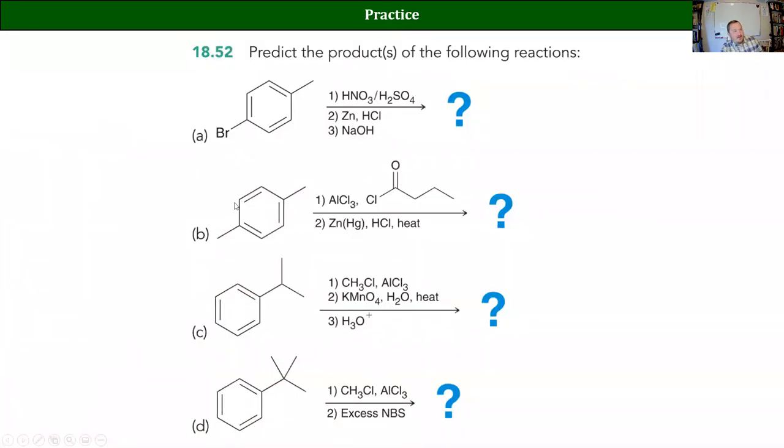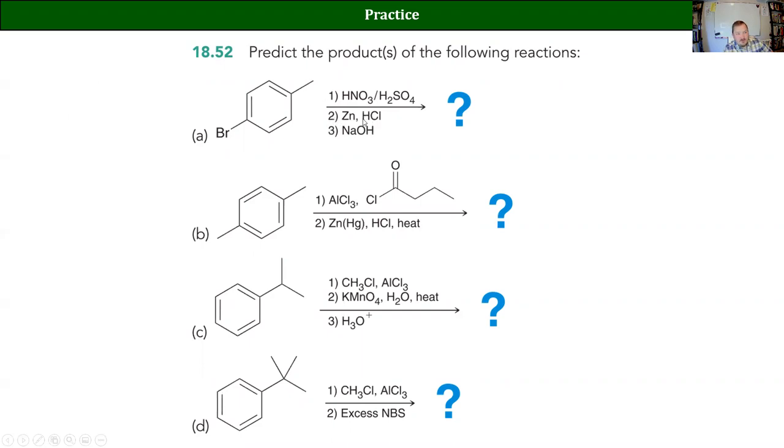So, all right, here were a couple of the reactions that we went over briefly. We didn't go over their mechanisms. So let's talk a little bit about how these reactions would go. We have an idea of what the first step would be for A. That first step is going to be a nitration, right? We're going to add a nitro group.